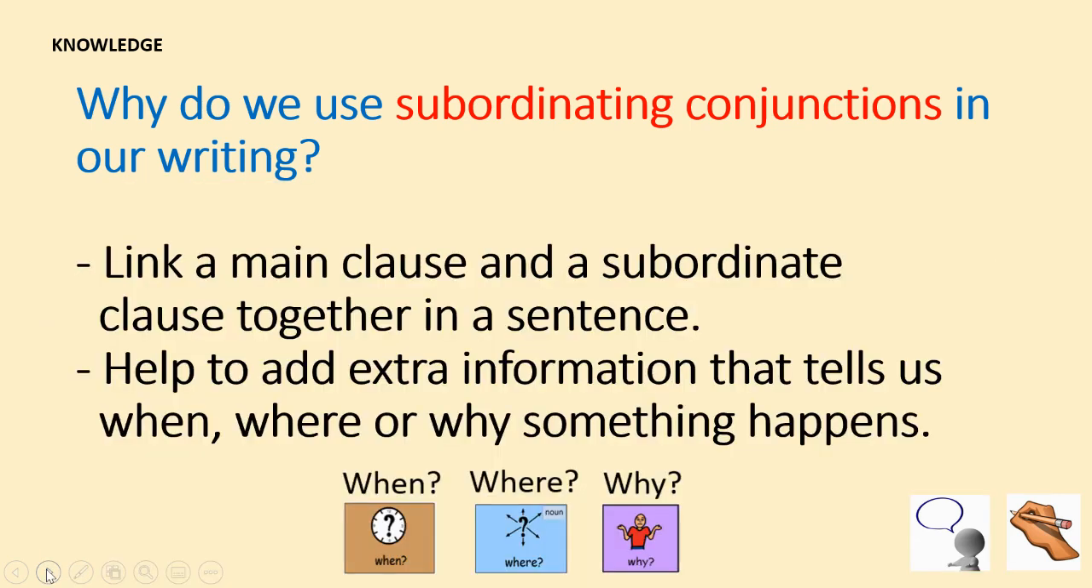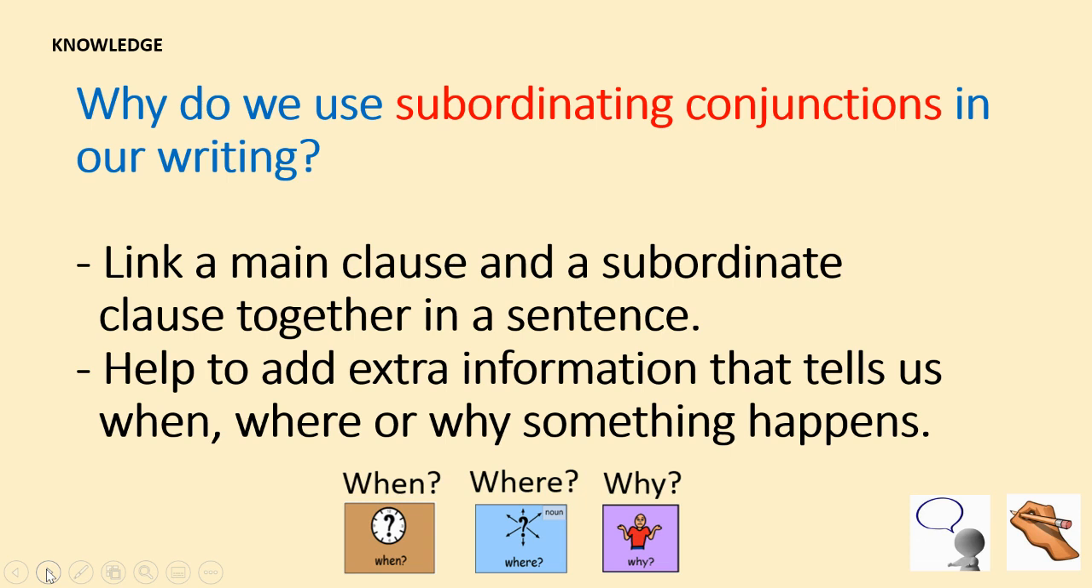Okay, let's have a look. So, a subordinating conjunction links the main clause with the subordinate clause together in a sentence. And it helps us to add extra information that tells us when, where, or why something happens. I think that's really important for us to remember, because there's going to be lots of information in today's lesson, but what I want you to really remember is that a subordinating conjunction links the main clause with the subordinate clause, but it helps to give extra information, extra detail that tells us when, where, or why something happens. That is really important for us to remember.